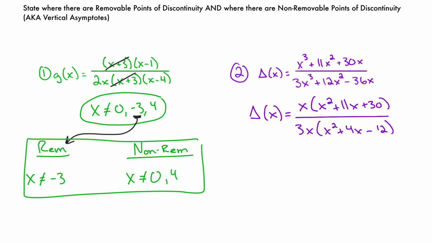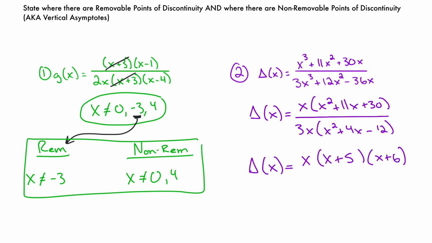Then I look at those parts inside the parentheses and I factor them. Use whatever technique you want. This is going to be delta of x is equal to x times something, multiply to 30, but add to 11. That's 5 and 6. So it's x plus 5 and x plus 6.